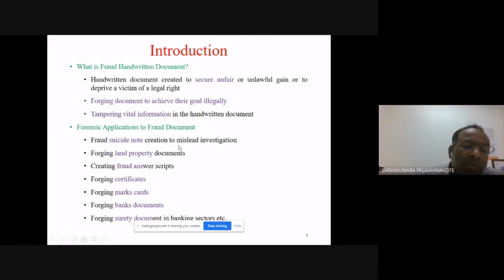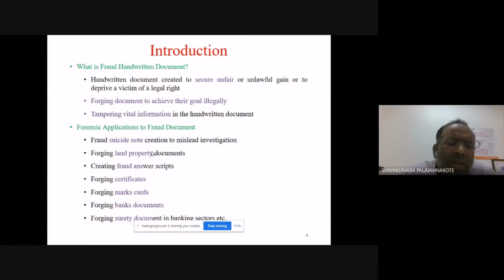Even answer scripts, I have seen in many cases. So what is happening here? Assume that a guy writes his answers, and finally, of course, everyone knows they will be stored in a storeroom. Usually they stack them in a particular room. So intelligent people, the criminals, what they do is they try to open the storeroom and finally replace them with some other document.